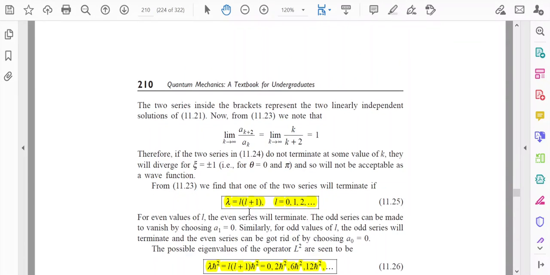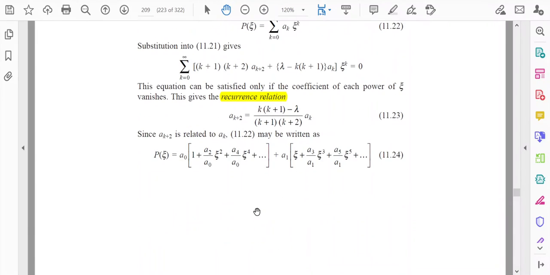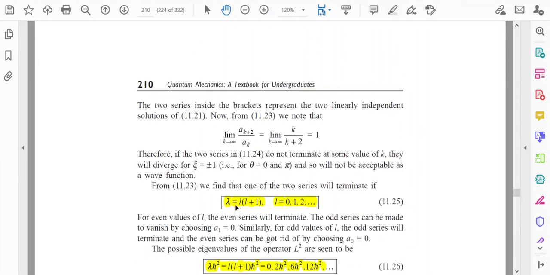So this is satisfied for lambda equal to L into L plus 1. We are assuming that for k equal to L the numerator is 0, so lambda is equal to L into L plus 1. That we are writing here, lambda is equal to L into L plus 1. And what are the values of L? L is 0, 1, 2 in this way.